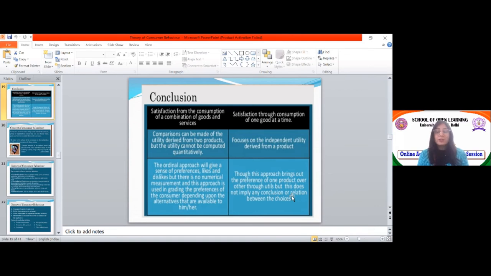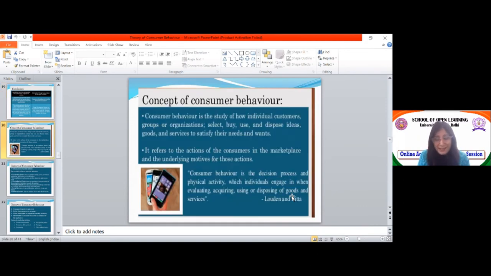Here in the ordinal one, we are just talking about two bundles, okay? Like we can compare whether we are more satisfied with 10 apples or 5 oranges, or with 10 oranges or 5 apples. So here we talk about bundles of goods. I hope that is clear. It will become clearer ahead, so just have patience.